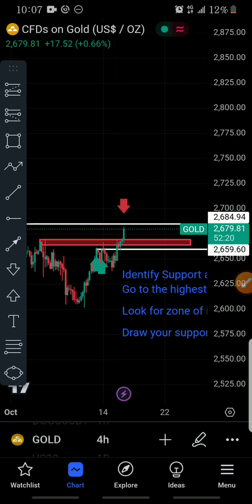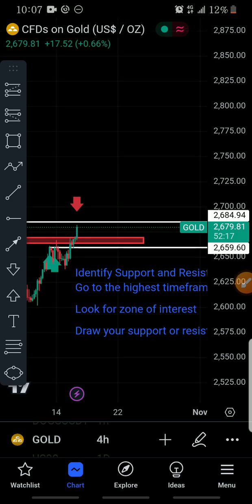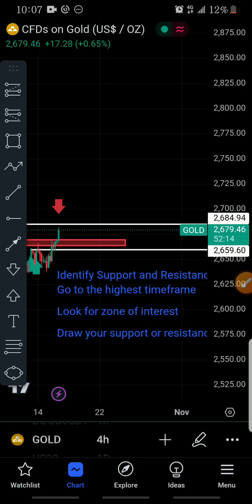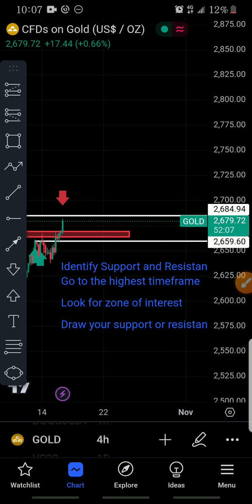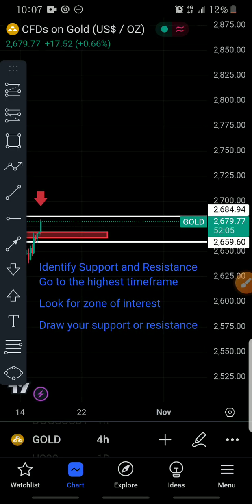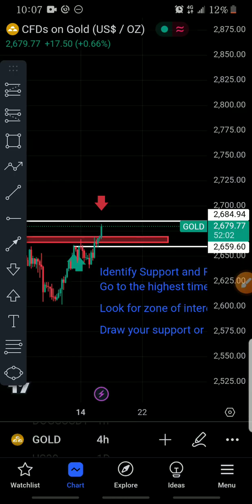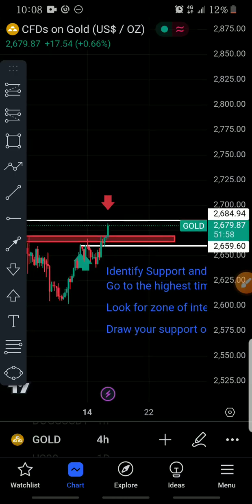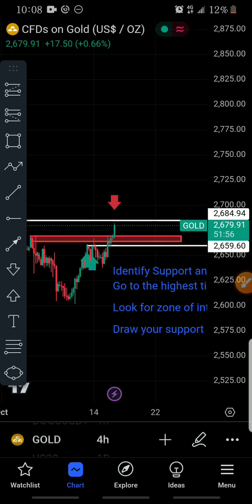So guys, it's very easy to identify using your support and resistance level. So as I said, you should go to the highest time frame and look for your zone of interest. That zone of interest is your support and resistance level. Then you should draw your support or resistance. When you hear zone of interest, it's the same thing as your support and resistance level, meaning where the market has tested several times and is not able to break that level. The resistance is when the market hits up and is unable to break out of that level. It has tested that level several times and is bouncing back. That's your resistance. And when the market is coming down and has tested that level several times, that will be your support level.